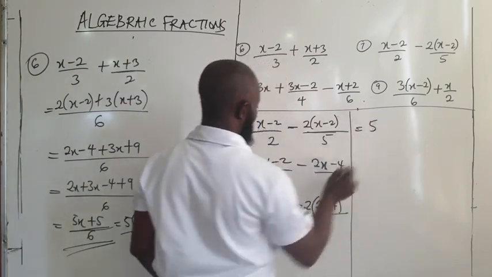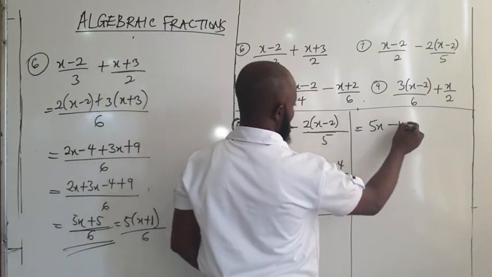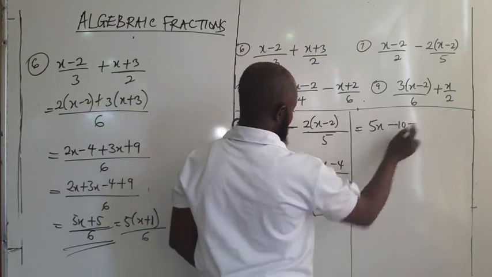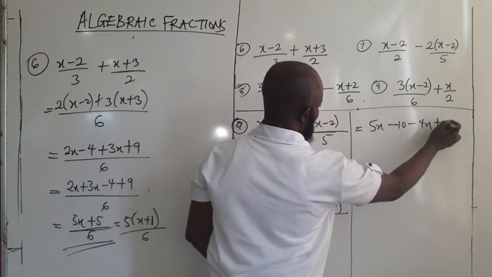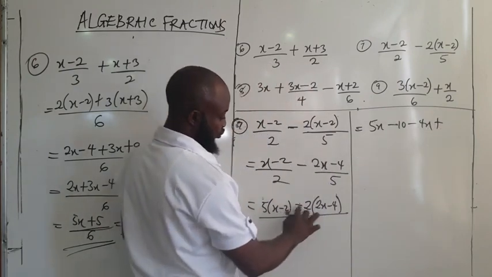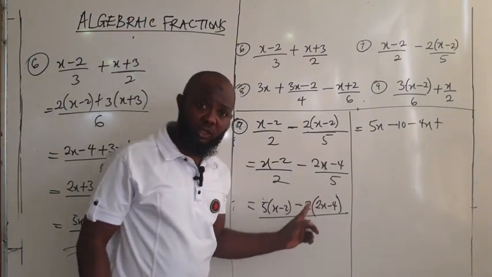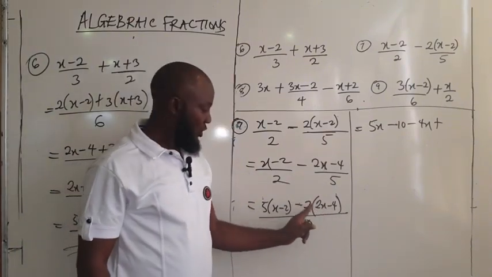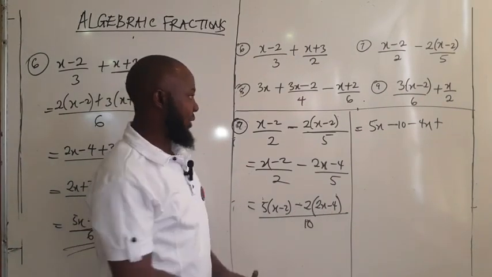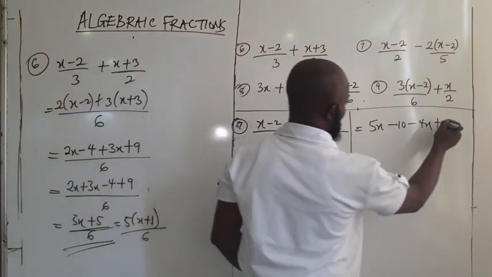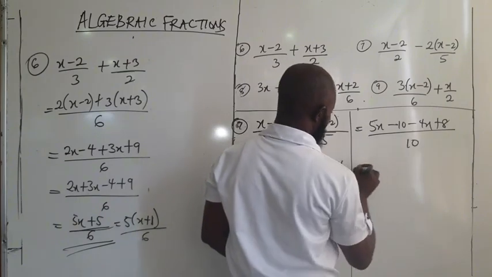So this gives us 5x, 5 times x, 5x minus 5 times 2, 10. Then minus 2 times 2x, that is 4x. Minus times minus will give us plus. We are now using this minus 2 to open the bracket. So it will affect what you have inside the bracket. This is another area you have to take note of when you are opening the bracket. If what you have here is minus, it will affect everything you have in the bracket. So that is why this one is plus. So 2 times 4 is equal to what? 8. Divide both sides by what? 10, which is the LCM.